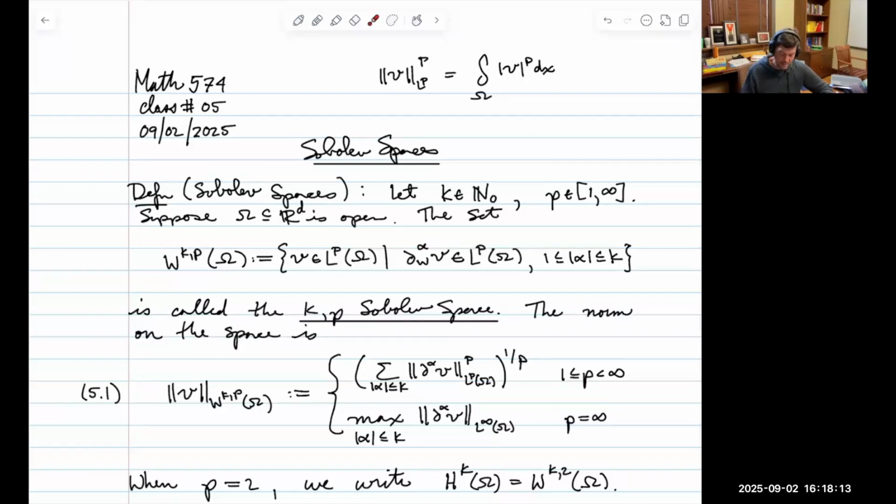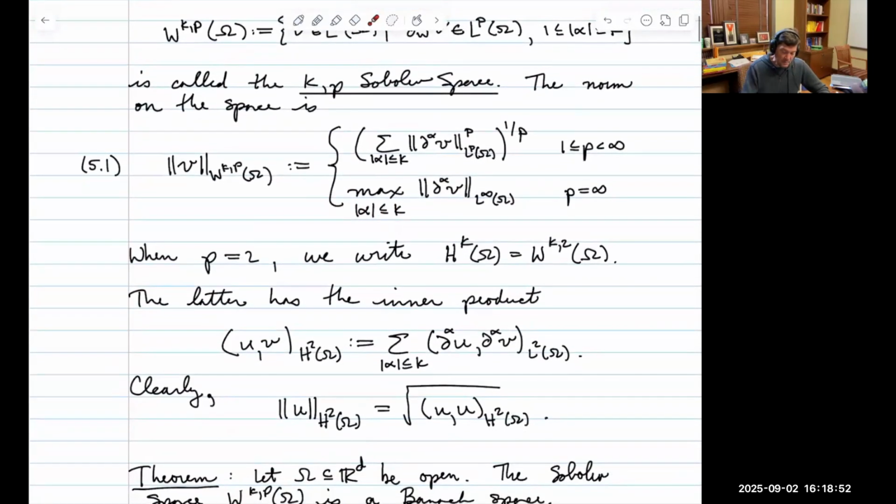Now, for the p equals infinity case, remember L infinity is the space of Lebesgue measurable functions such that the function has a bounded essential supremum. Again, if you don't know what that means, don't worry about it too much. Just think of this as the maximum of that function. So you take the maximum of all the derivatives of the functions, of all orders up to and including the kth one, and then we take the maximum of that.